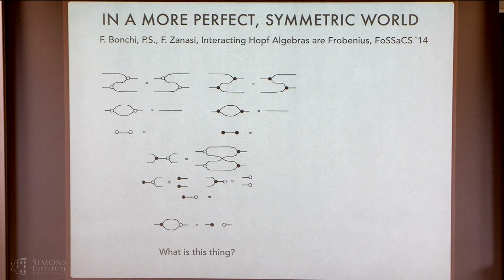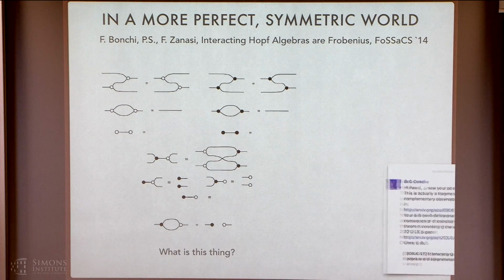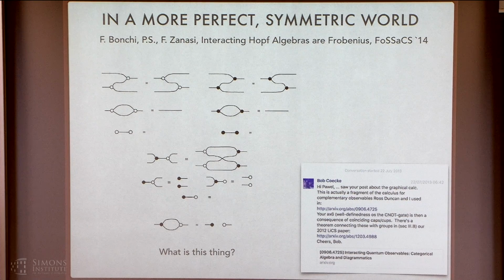So this is what we wrote down, and we're thinking, what is this thing? Eventually, Fabio visited me in Southampton, and we figured it out. I was very excited, and actually, this is a bit embarrassing, I put it on Facebook, right? Together with a picture of all the equations, saying, oh, wow, this is so nice. And then the next surprising thing that happened is that Bob wrote to me on Facebook saying, hey, I saw your post about the graphical calculus. This is actually a fragment of the calculus of complementary observables Ross Duncan and I used in blah, blah, blah, which you've seen many times during this talk. It's just the ZX calculus. If you take the ZX calculus and you throw out the phases, you essentially get this.